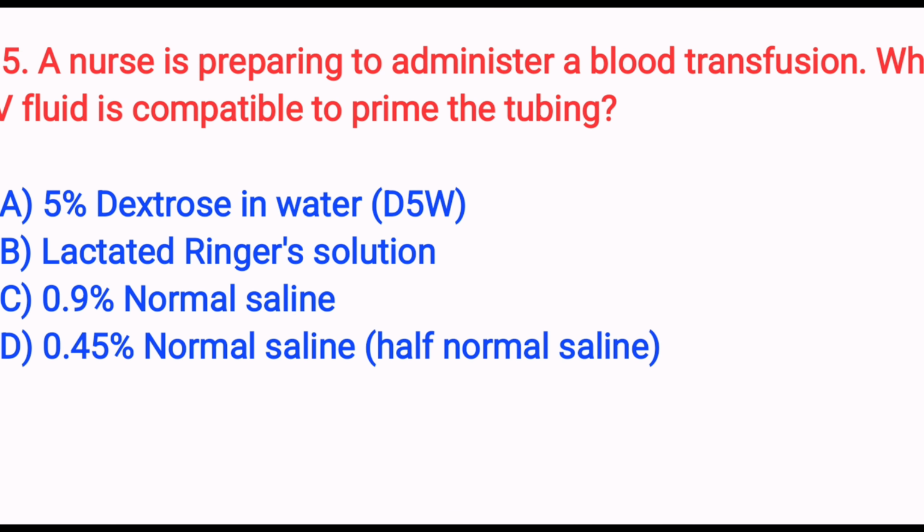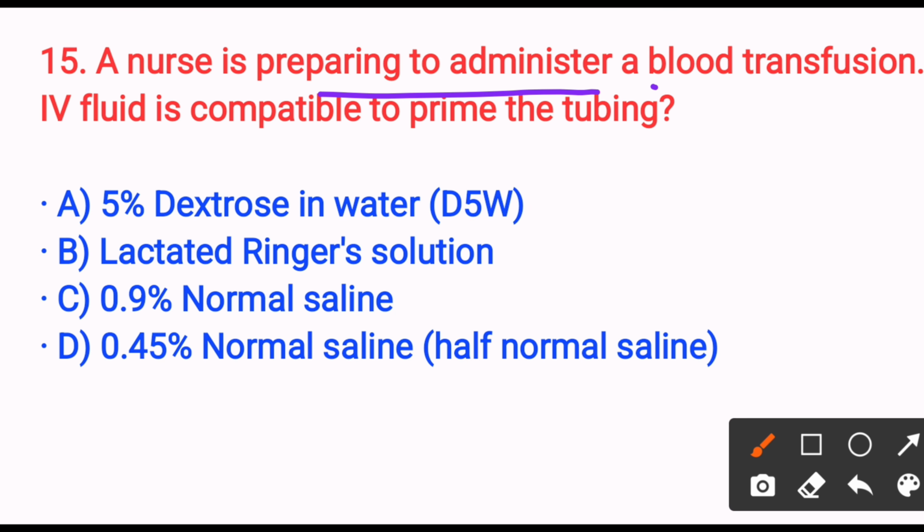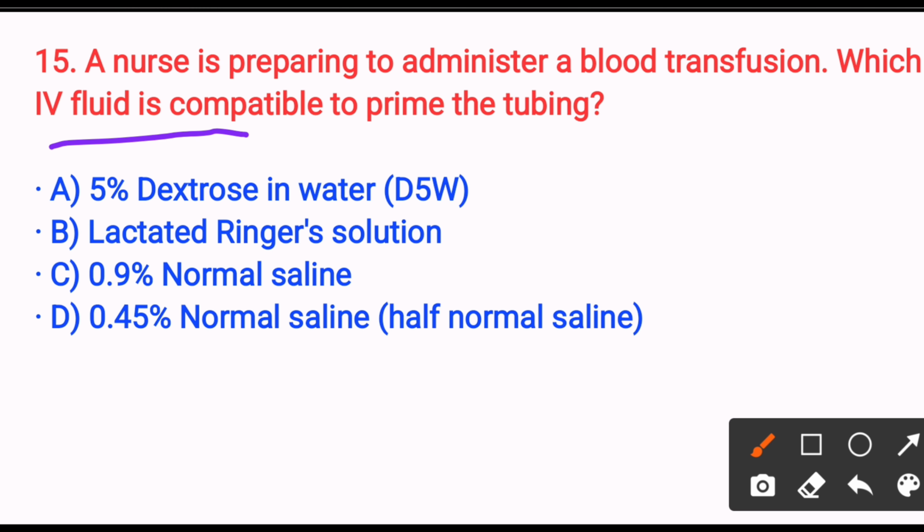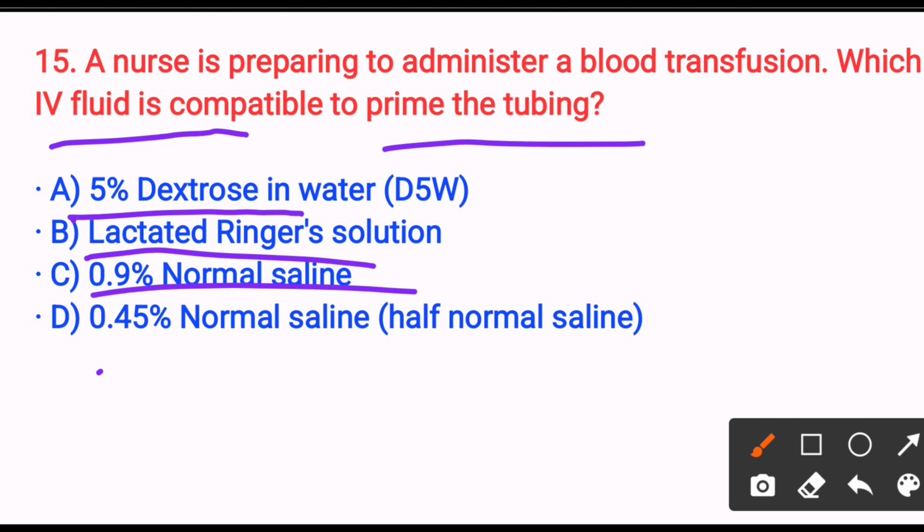a nurse is preparing to administer a blood transfusion. Which IV fluid is compatible to prime the tubing? Option A, 5% dextrose in water. Option B, lactated Ringer's solution. Option C, 0.9% normal saline. Option D, 0.45% normal saline.